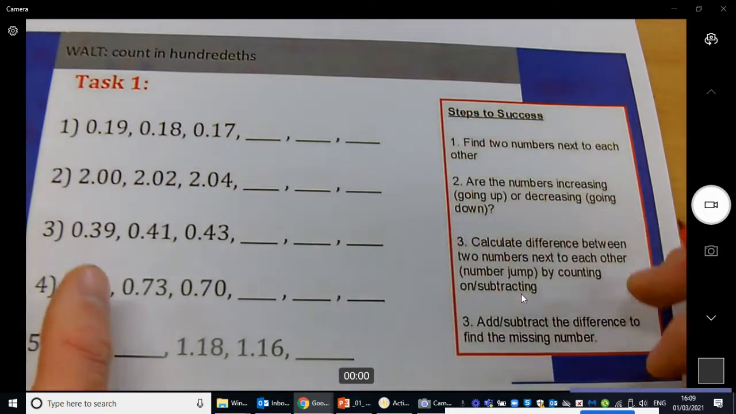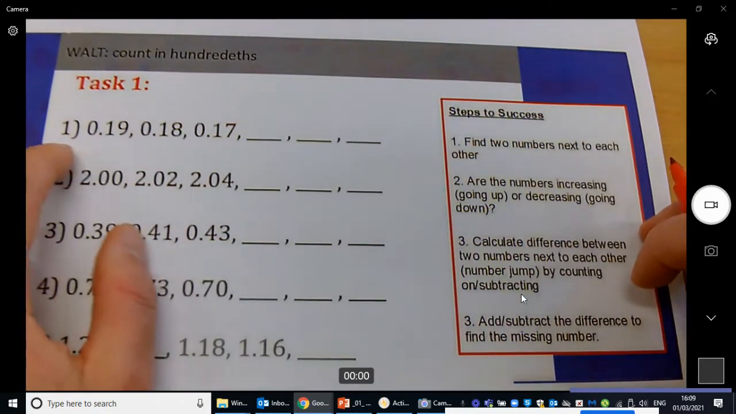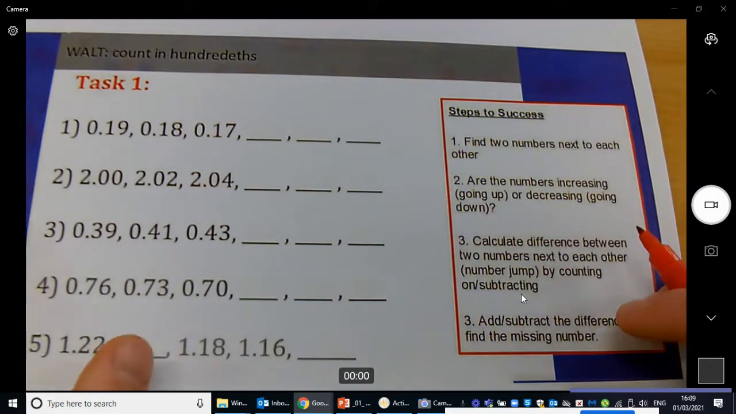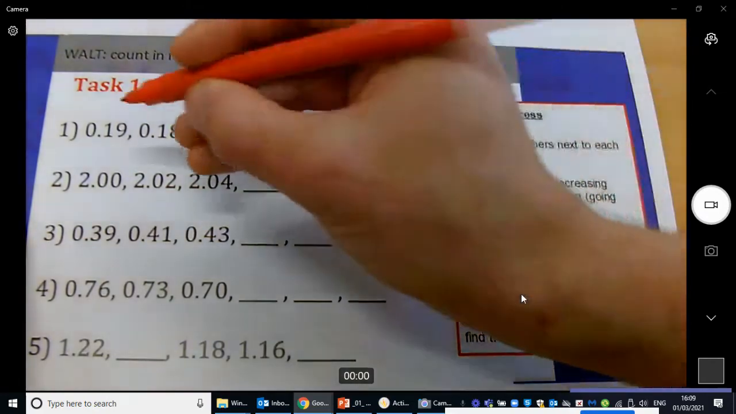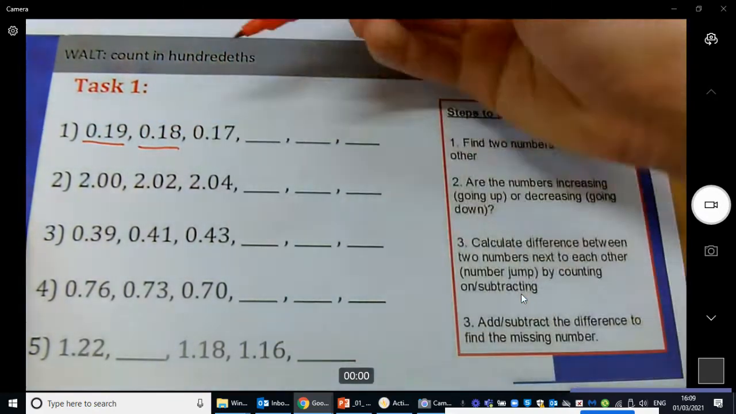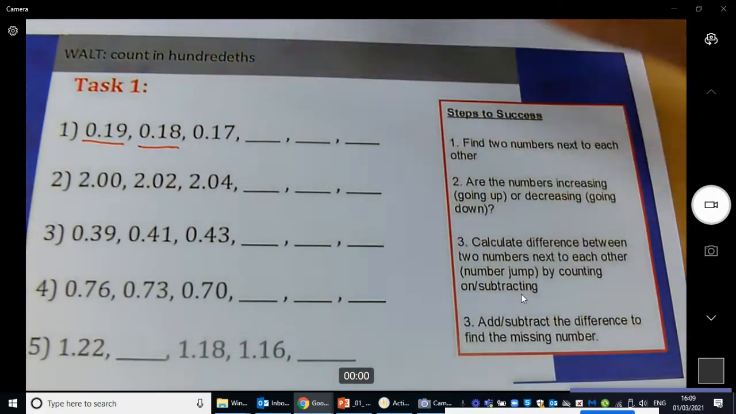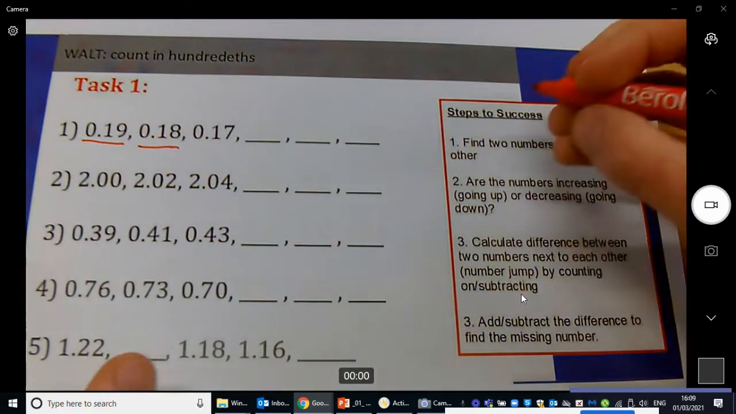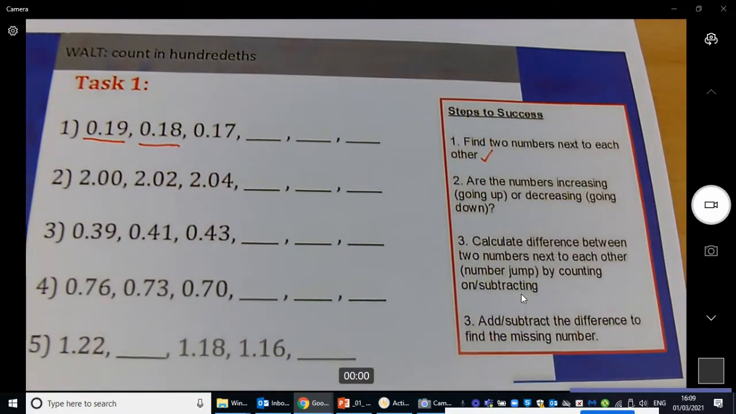So, let's look at this first one. Find 2 numbers that are next to each other. So, choose 2 numbers for me that are next to one another. We can have 0.19 and 0.18, or you could also have 0.18 and 0.17 because they're next to each other. But I'm just going to choose the first 2. Read out, what's step 2 for me? What's step 2?